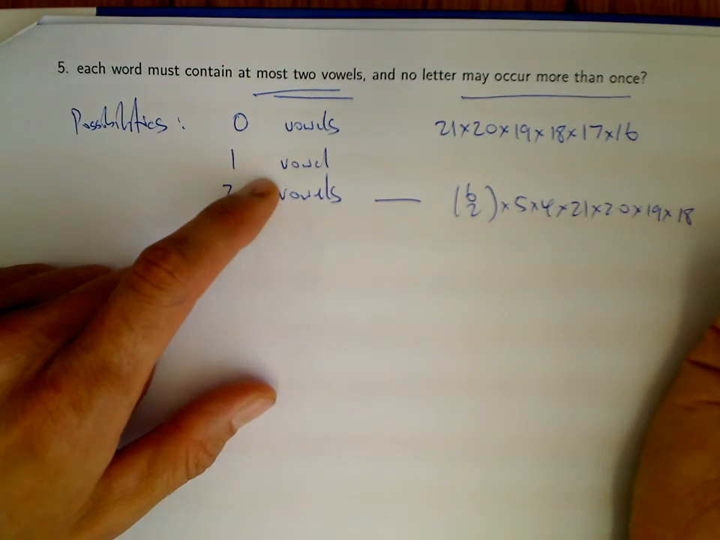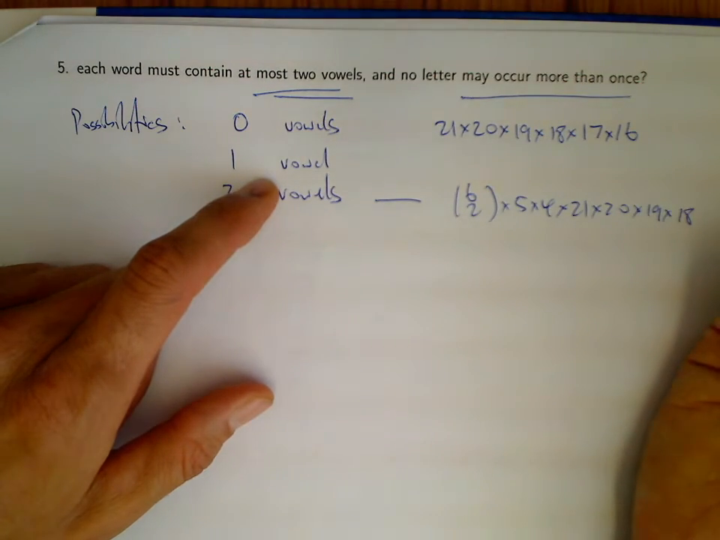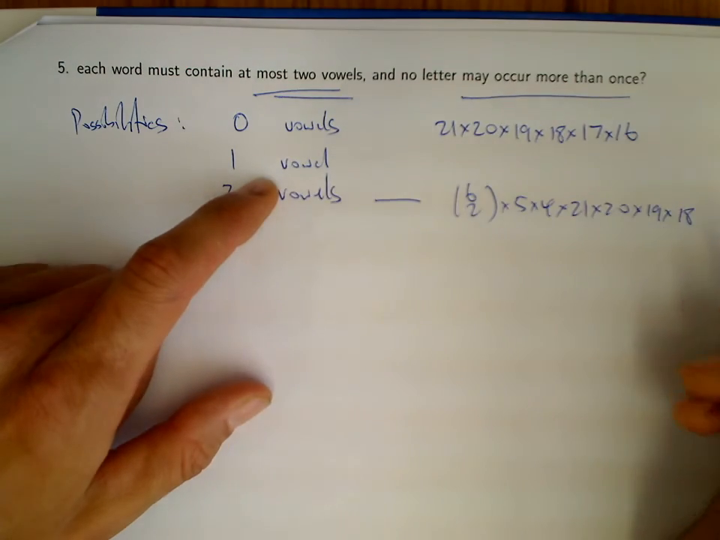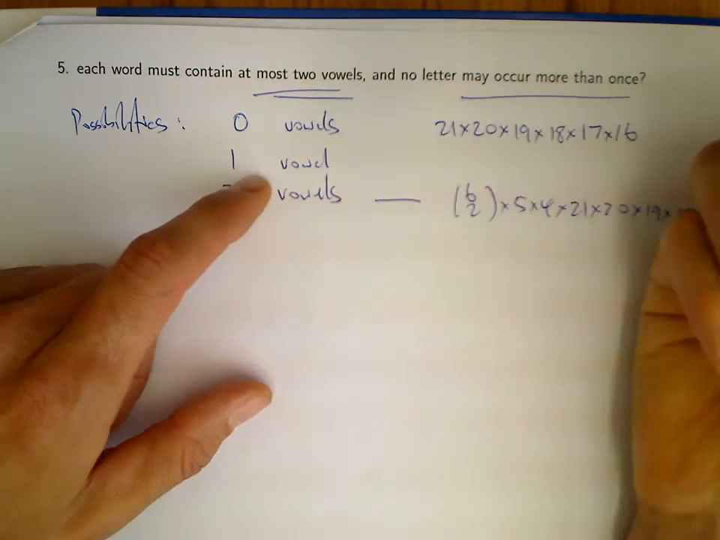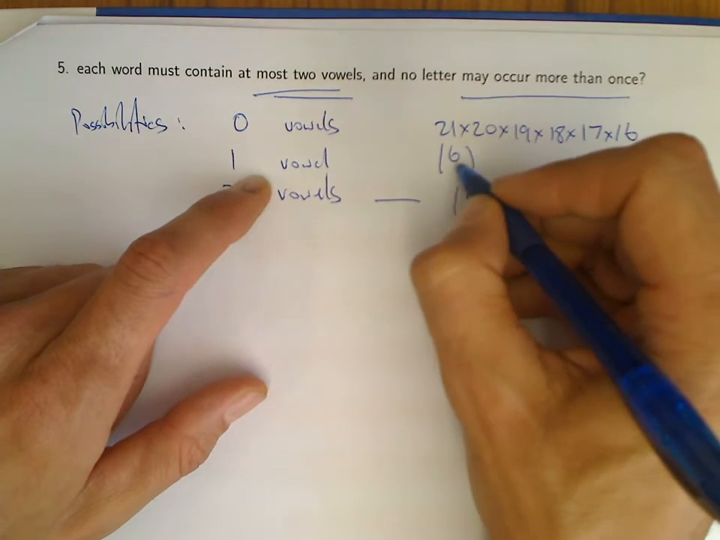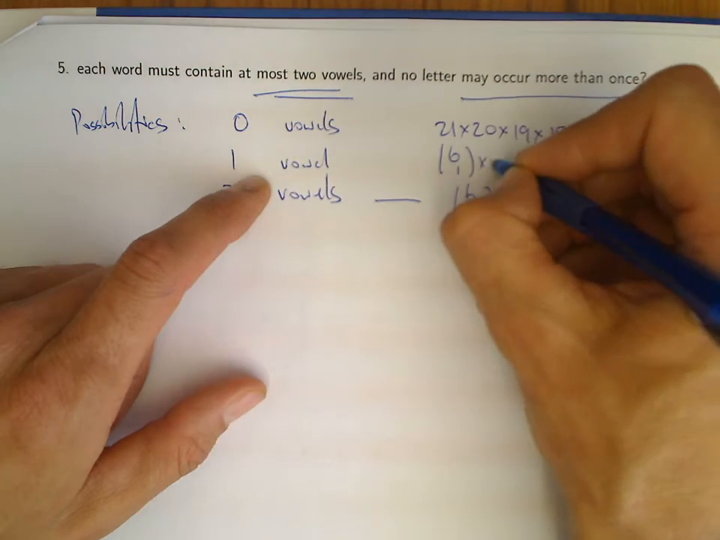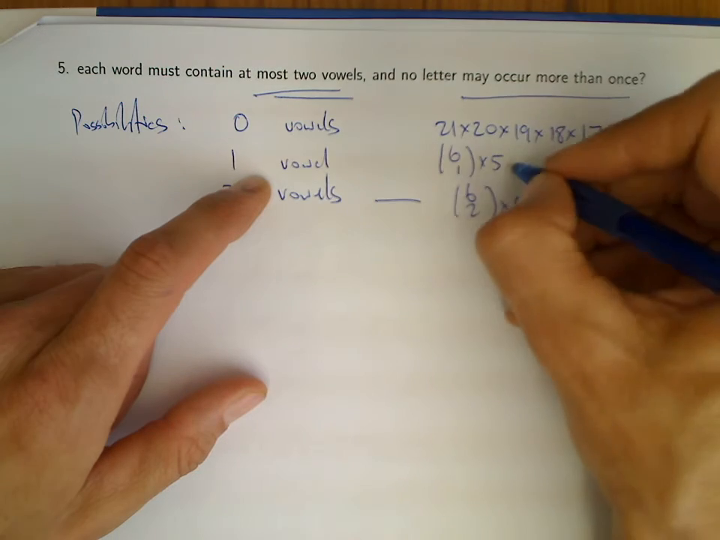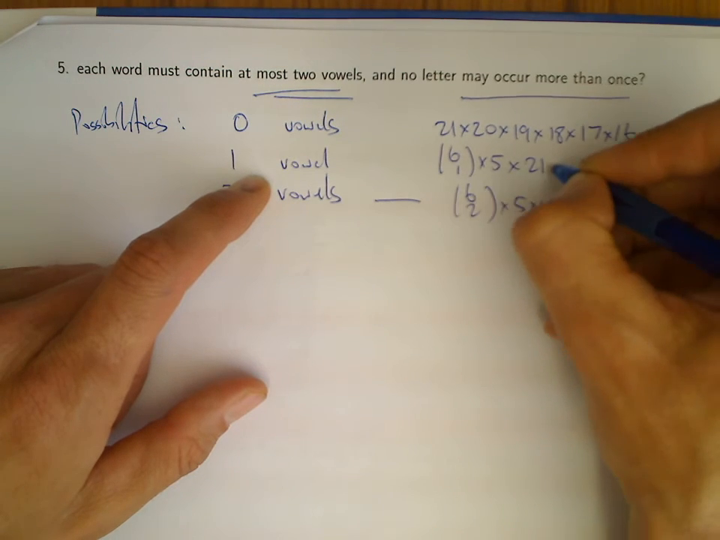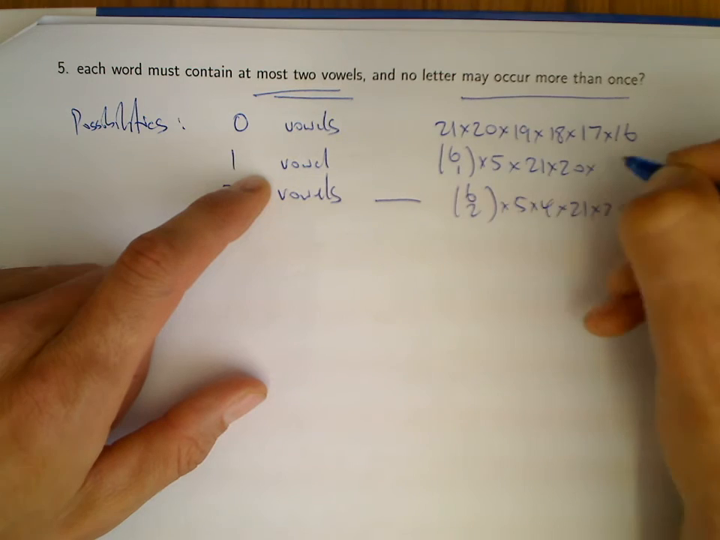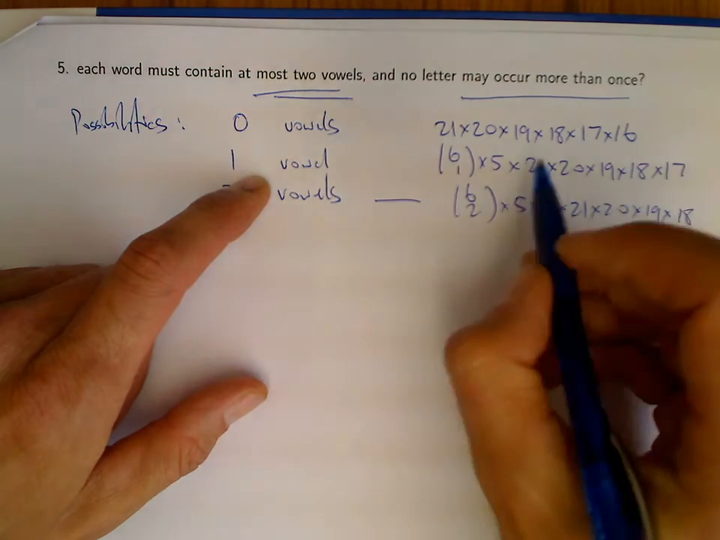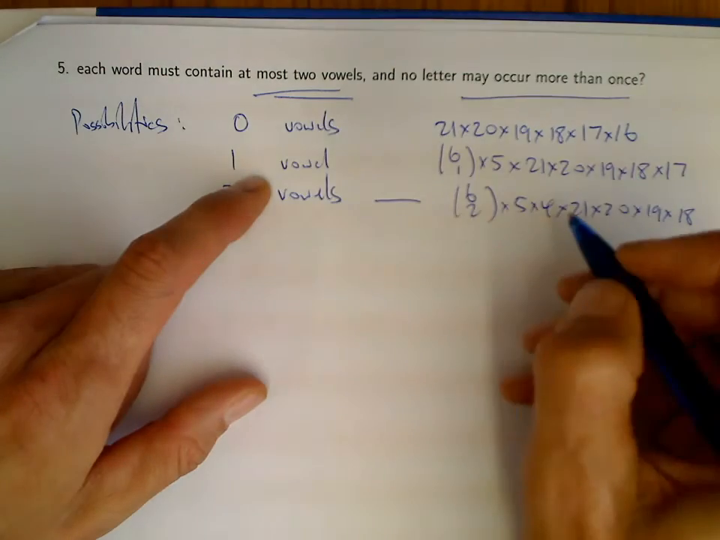And then for one vowel, we're just going to do it in much the same way that we did this one right here. So we're going to have 6 choose 1, the number of ways to choose which letter is going to be the vowel. Then we've got 5 choices for the vowel that we use, and then we have 21 choices for the first consonant, 20 for the second, times 19 times 18 times 17. So 1, 2, 3, 4, 5, 6. Okay, that's the right number of factors.